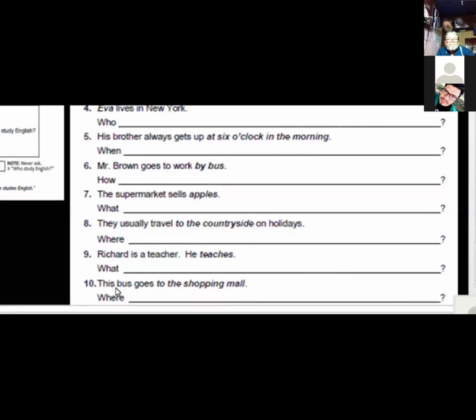Maybe the last, in number 10, we have a question. Where does this bus go? Yeah, the question is correct. Yeah, where does this bus go? Yeah, that's correct. That's all. Okay, see you later. Congratulations, people.